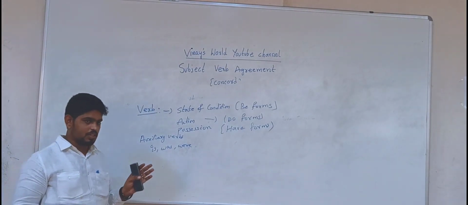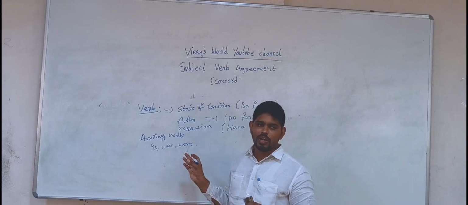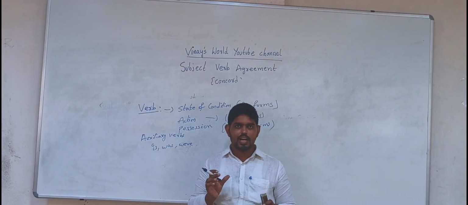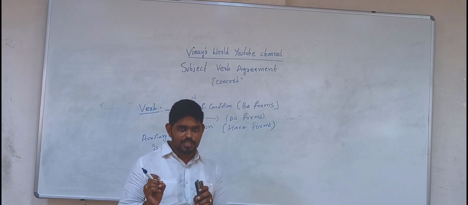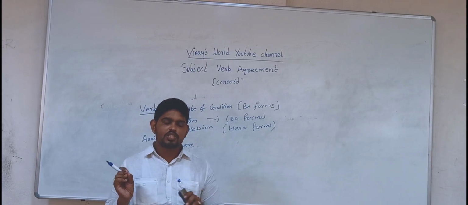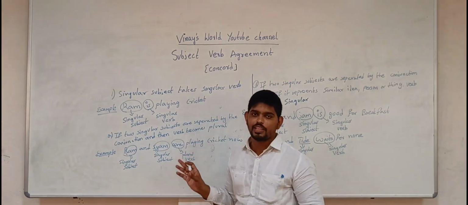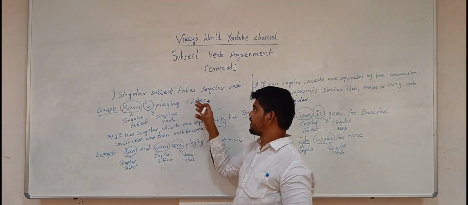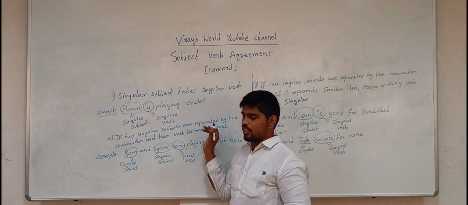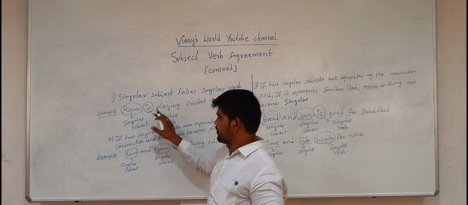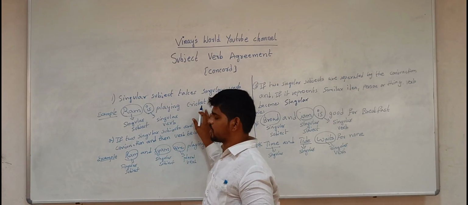Now, I am going to teach you subject-verb agreement because you have already seen how to identify a subject in a sentence and how to identify a verb in a sentence. Now we are going to learn subject-verb agreement, which is also known as Concord. Let's check the rules of subject-verb agreement. If you take rule 1, a singular subject takes a singular verb. Here, Ram is playing cricket. In this sentence, Ram is a singular subject, is is a singular verb.